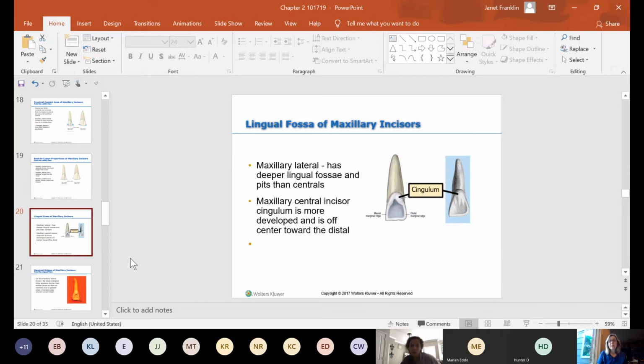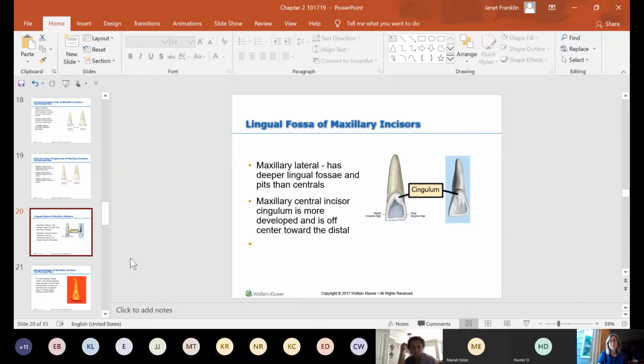The maxillary lateral has a deeper lingual fossa, and the maxillary lateral incisor has a pit at the base of the fossa. We will look at that when we look at our teeth next week, but that pit is prone to decay. So children who drink, or adults even, who drink a lot of soda, where they're sipping the soda and it's staying right against their front teeth, will commonly get decay in that cingulum.